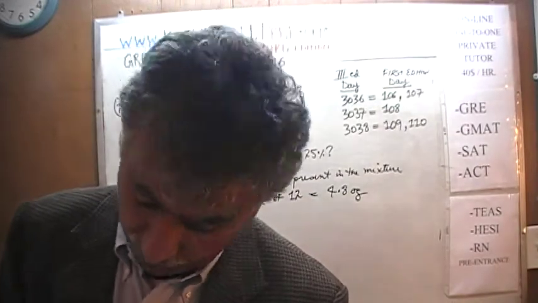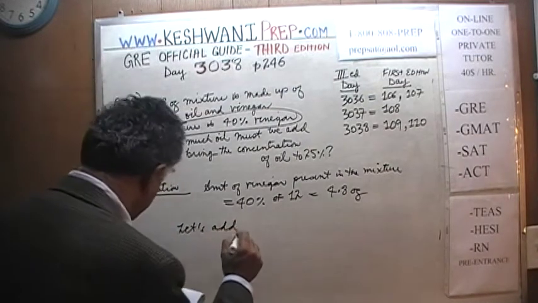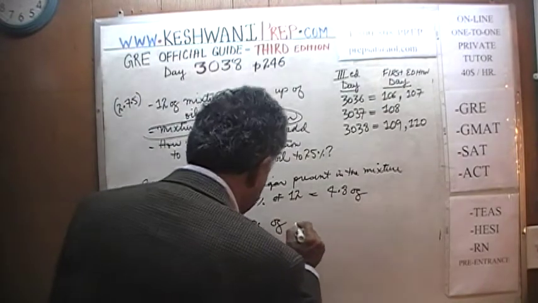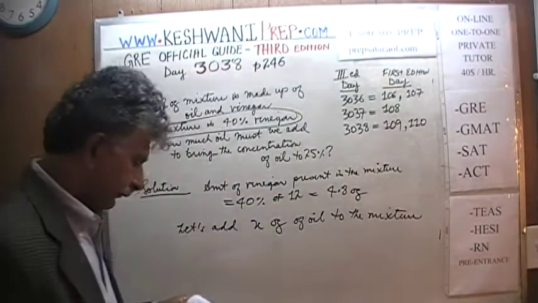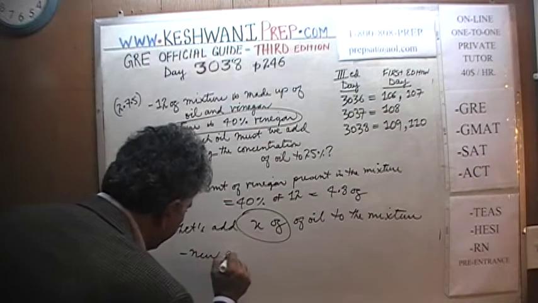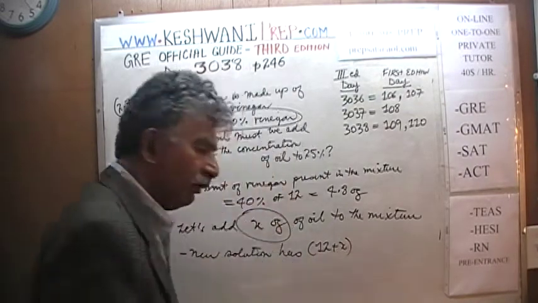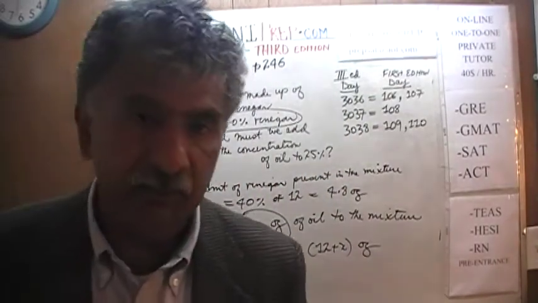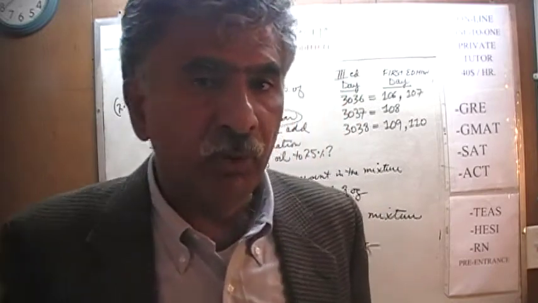That is not going to change because we're not adding any more vinegar. We're simply going to add oil. So let's add oil, shall we? How much oil would you like to add? I would like to add X ounces of oil to the mixture. As soon as we add X ounces of oil, the new solution has not 12 ounces now, but a total of 12 plus X ounces, because there were 12 ounces to begin with, and we just added another X ounces of oil to it.